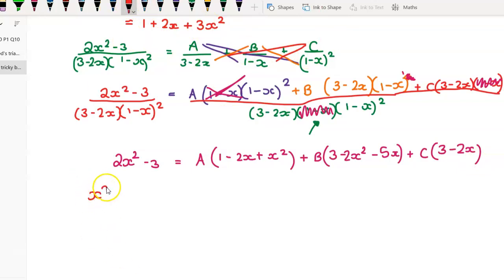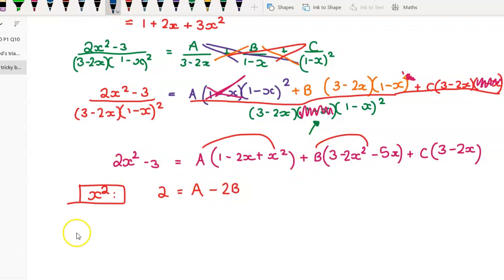Right, now we equate coefficients. So x squared terms, we've got 2 on this side. We've got an a, if we expand that there, and we've got minus 2b. Equating our x terms, we've got none on this side. We've got minus 2a on that side, there, and we've got minus 5b, and we've got minus 2c.